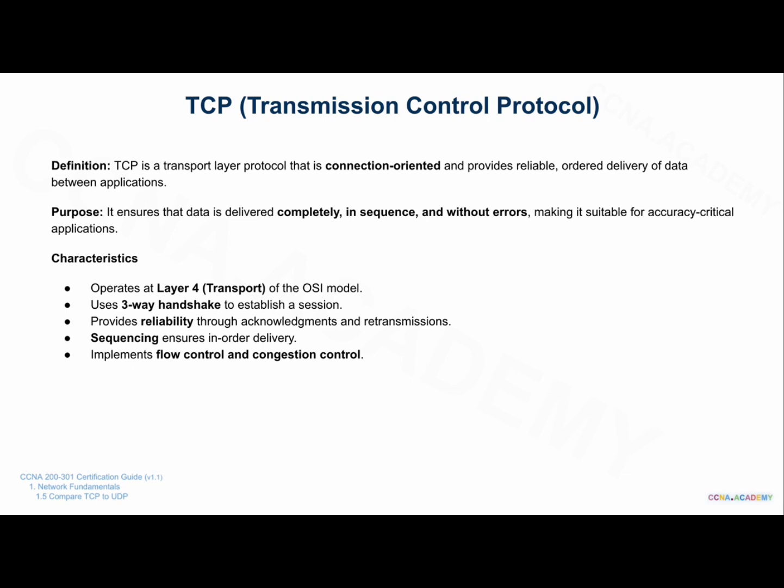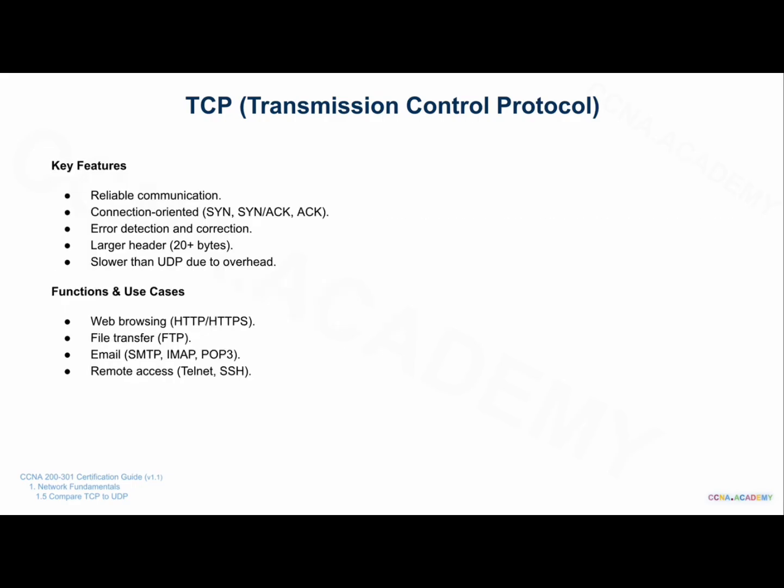Making it essential for accuracy-critical processes like web browsing, file transfers, and email. TCP's reliability comes at the cost of extra overhead because of its larger header. It's commonly used for web browsing with HTTP or HTTPS, file transfers via FTP, email services such as SMTP and IMAP, and remote access tools like Telnet and SSH.